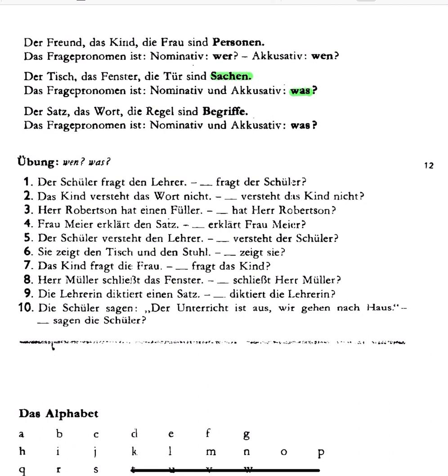And as I said, the difference between accusative and nominative objects we can find just in the translation and in the sentence. Der Satz, das Wort, die Regeln sind Begriffe. The sentence, the word and the rules are terms. Das Fragepronomen ist Nominativ und Akkusativ ist was. For the question form, for nominative and accusative, altogether we can use just was.